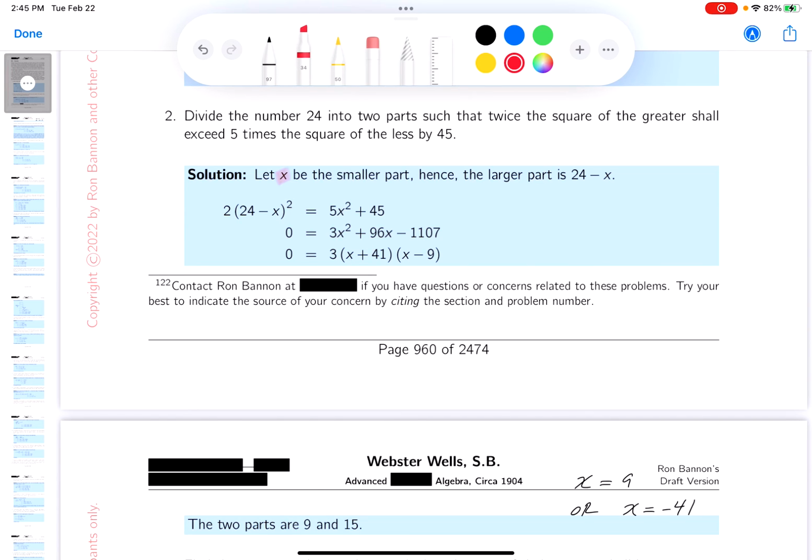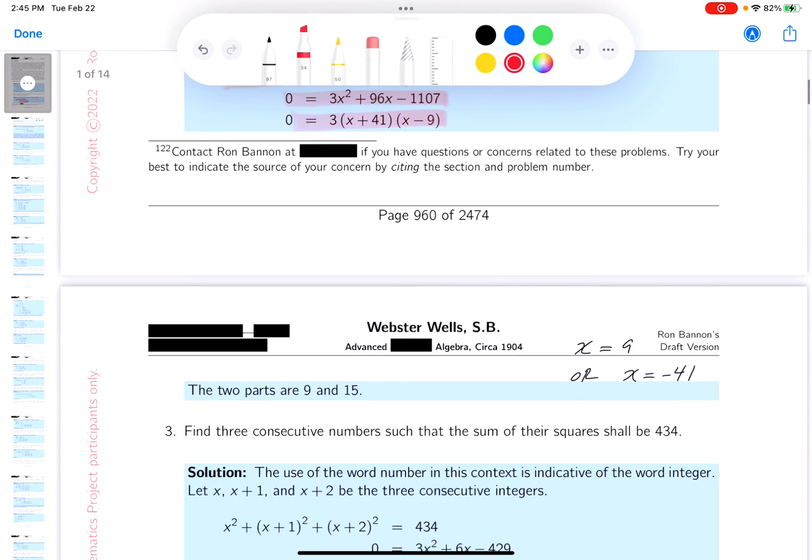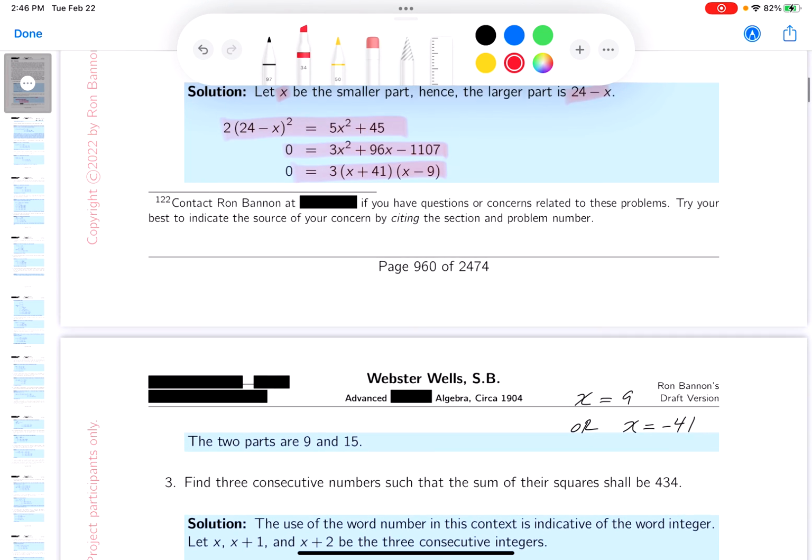You know, I said x was a smaller part. I went through a bunch of work over here and eventually got this. And let's see. Well, you know what? I do see they got it. The answer would be minus 41, and the other one would be 9.